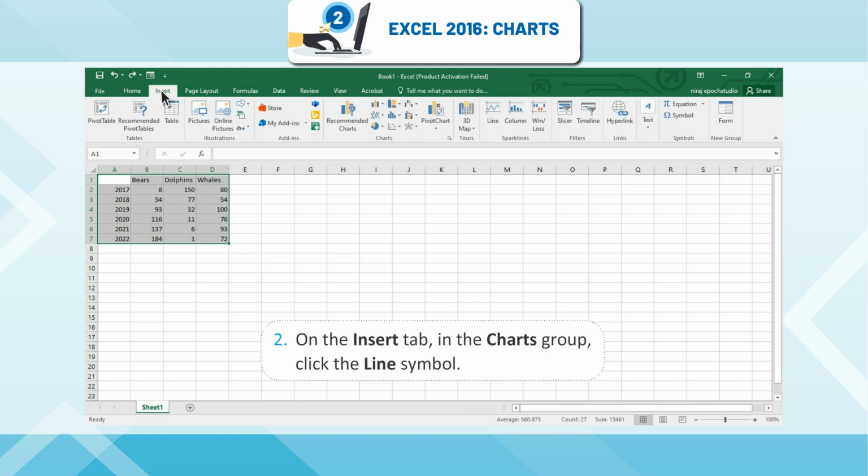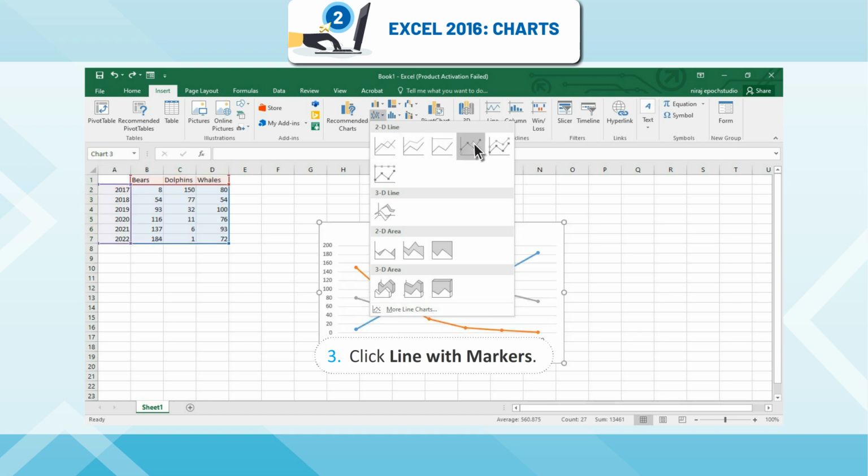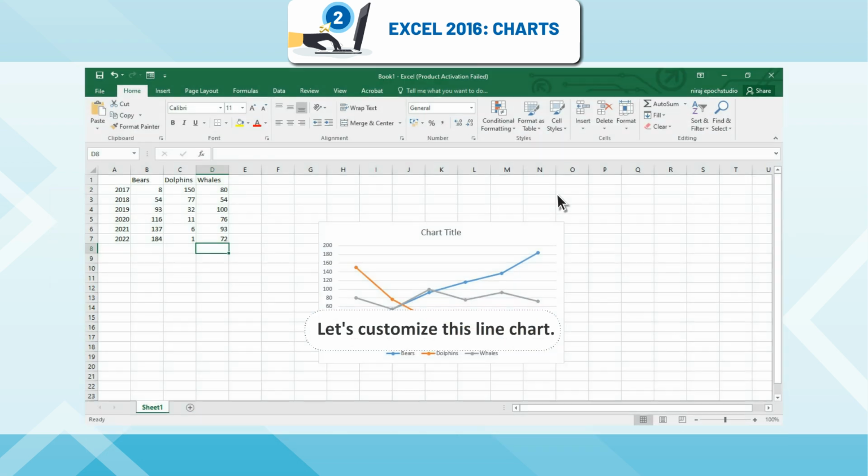2. On the Insert tab in the Charts group, click the line symbol. 3. Click Line with markers. Note: only if you have numeric labels, empty the cell A1 before you create the line chart. By doing this, Excel does not recognize the numbers in column A as a data series and automatically places these numbers on the horizontal or category axis. After creating the chart, you can enter the text year into cell A1 if you like.